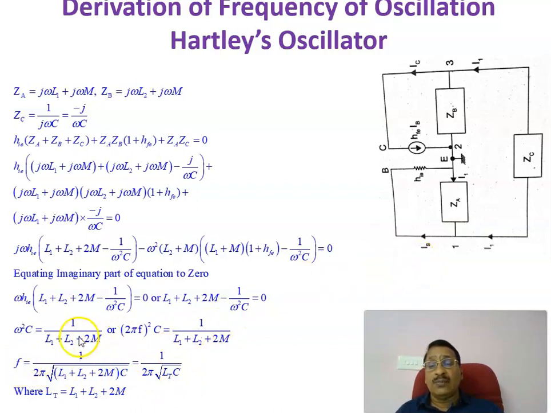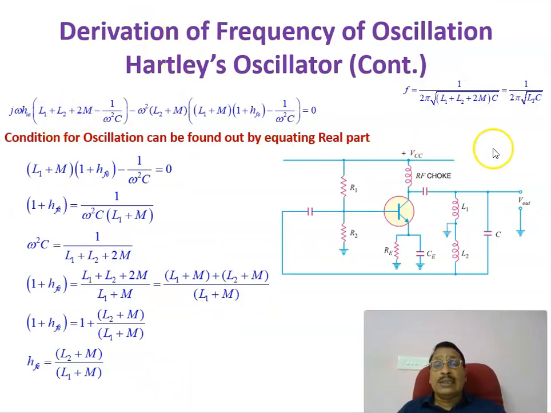Therefore, the output frequency of oscillation of a Hartley oscillator is given by 1 by 2 pi square root of LT into C, where the total inductance LT is given by L1 + L2 + 2M. That is the total inductance, and this is the frequency of oscillation of a Hartley oscillator: 1 by 2 pi root of LT into C, where LT equals L1 + L2 + 2M.